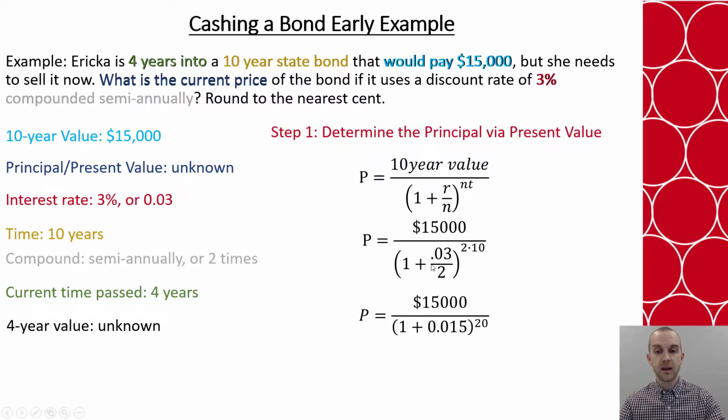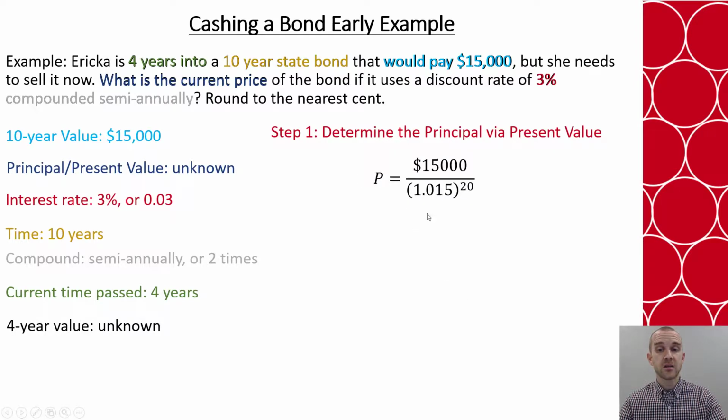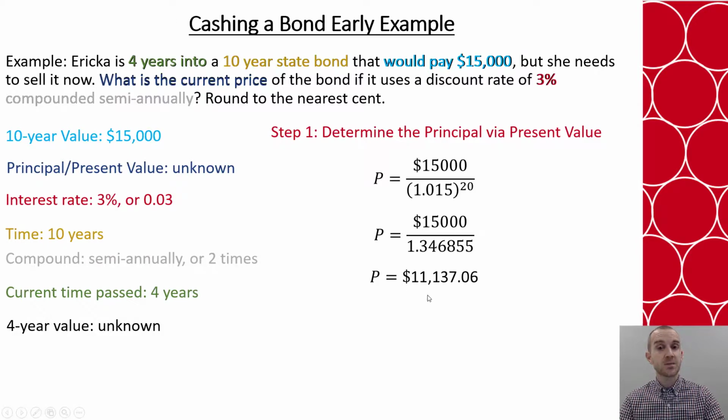We're going to simplify our parentheses, so we add our two values together. This will give us 1.015, and then the 2 times 10 gave us raised to the 20th. So I'm going to raise that to the 20th now, and then I'm going to divide the 15,000 by our value here of 1.346855, and that'll give us approximately $11,137.06. I rounded to get to the 6 cents: looked at my hundredth, I looked one decimal place right, and then said I'm going to take it to the 6 cents. So now I have my principal, or I could call it my present value.